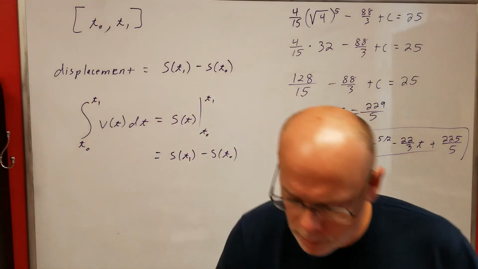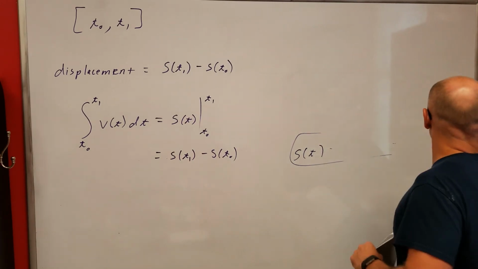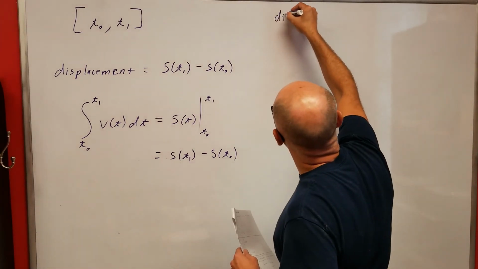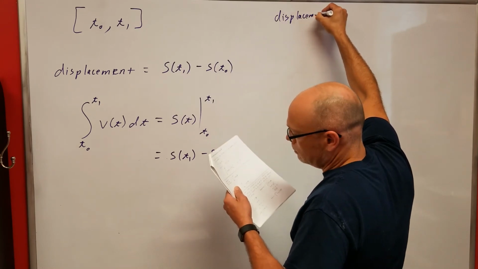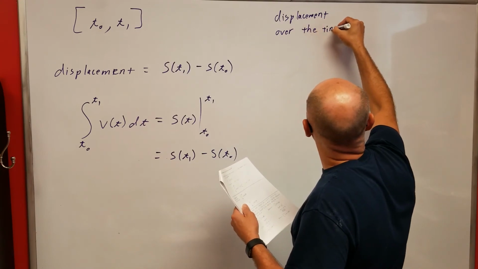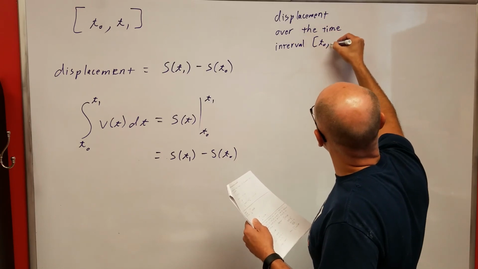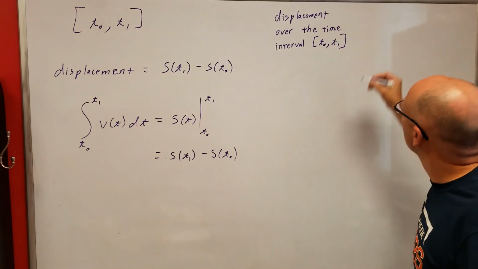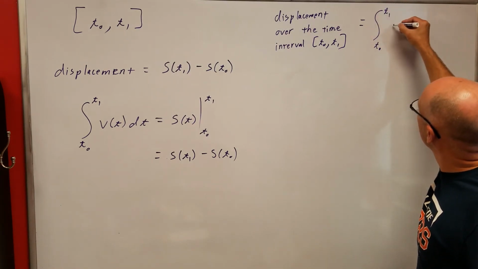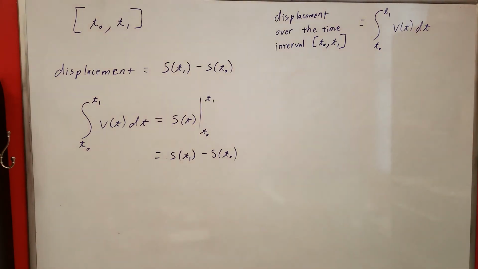Let's write that down. Let's formalize that. Let's go ahead and write that down over here. All right, your book says this: displacement over the time interval from t sub 0 to t sub 1 is going to be the integral from t sub 0 to t sub 1 of v of t. Okay, that'll be how we calculate the displacement here.